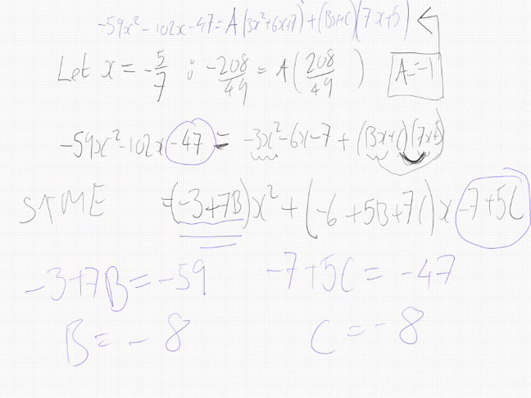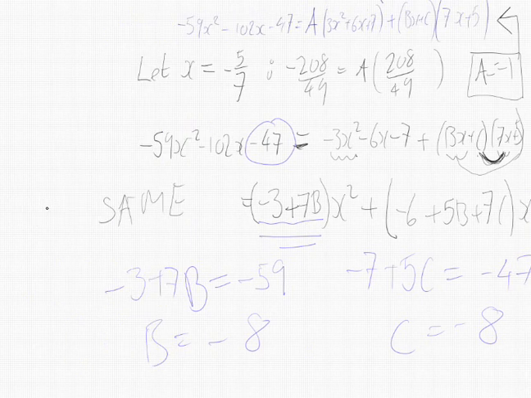Now, I can jump up one level and go back to the original problem. What is that? It is the same. A equals minus 1. B equals minus 8. C equals minus 8. Let's go back to the original question if we can find it now.